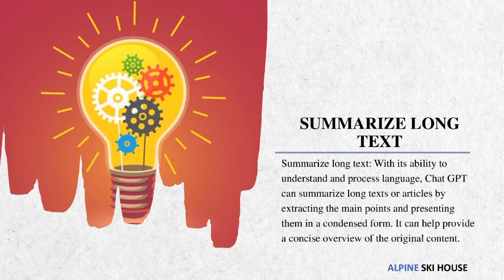Summarize long text. With its ability to understand and process language, ChatGPT can summarize long texts or articles by extracting the main points and presenting them in a condensed form. It can help provide a concise overview of the original content.